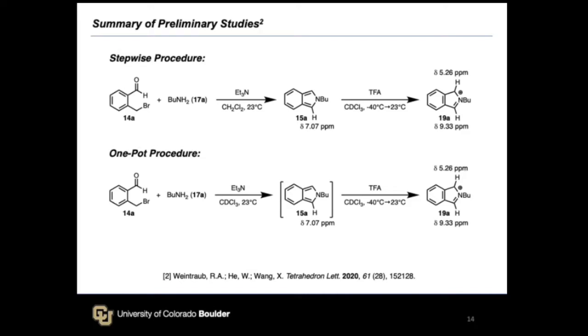We started with a stepwise procedure in which we isolated and subjected the isoindole to an aqueous workup for a cleaner spectrum. I will show the spectra on the next few slides, but since the stepwise procedure was successful, we then tried a one-pot approach to establish that the same results can be achieved via a one-pot approach. We wanted to do this because one-pot approaches are often more efficient and higher yielding.